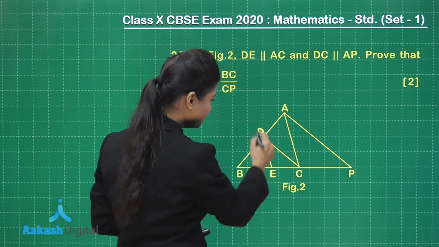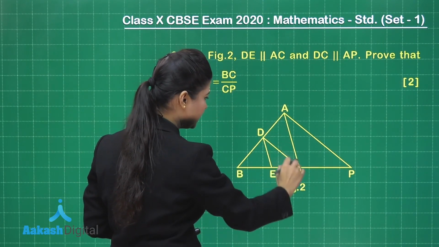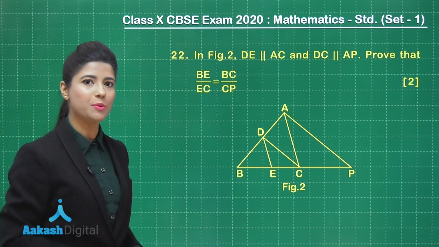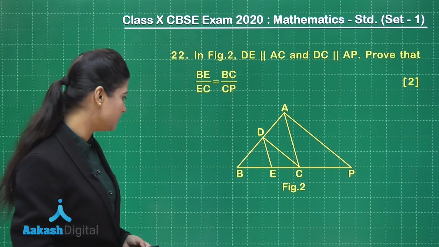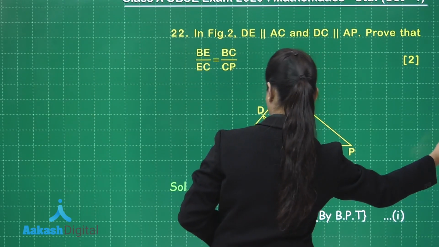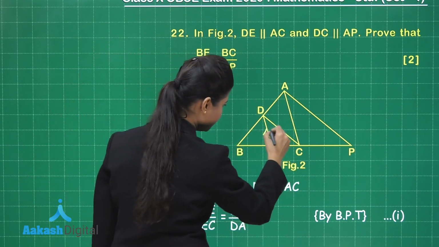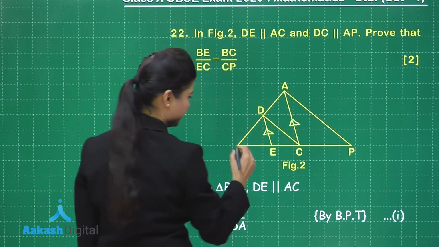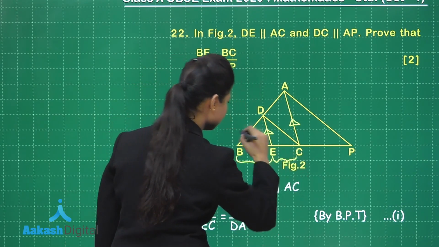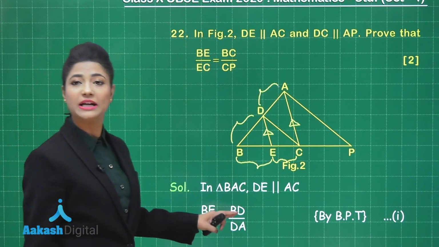You can see DE is parallel to AC. If I consider here just this triangle BAC, DE is parallel to one of its side AC. So basic proportionality theorem can be definitely applied here. And you can easily apply here basic proportionality theorem, which will give you this result. You can see that as we have DE parallel to AC, I will be getting that ratio of these two sides BE upon EC is equal to BD upon DA. You can clearly see I have obtained this by BPT.